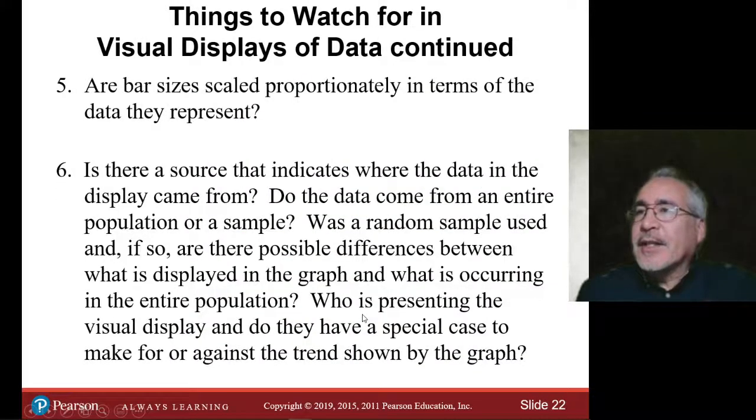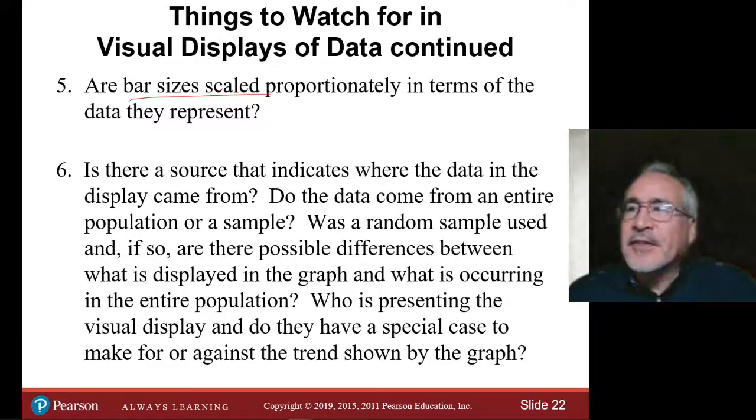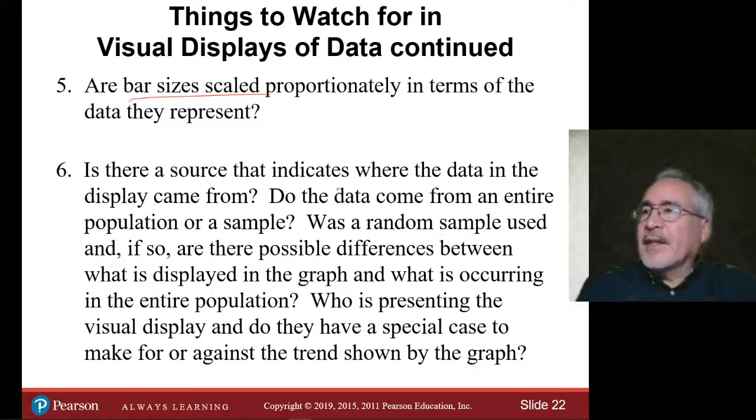So here's another example. Is the bar size scaled up proportionally? Sometimes that's another thing they do, they make the bars sort of different sizes. And is there a source? Do they say where it's coming from?